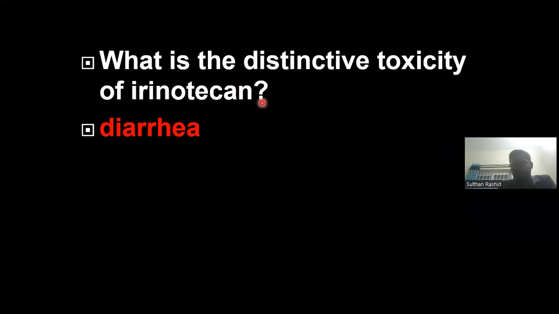Irinotecan can activate the cholinergic system. It will inhibit the enzyme called acetylcholinesterase. So acetylcholine will not be metabolized. There will be more acetylcholine. If there is more acetylcholine, there will be increased cholinergic secretions. So increased cholinergic activity will increase the secretions. One of the examples of increased secretions is diarrhea.